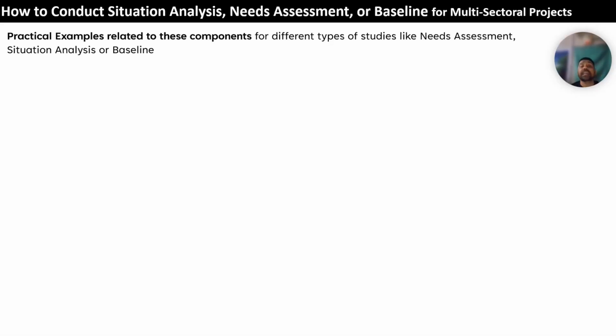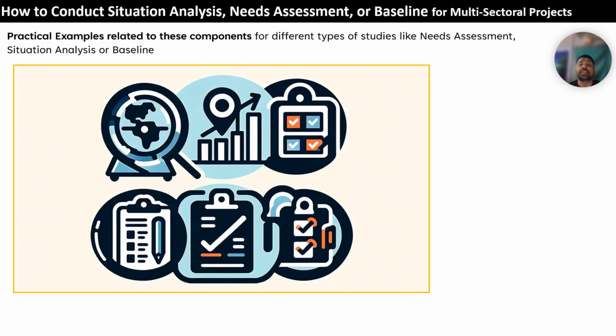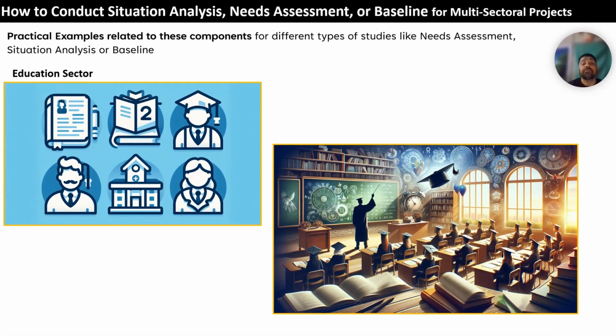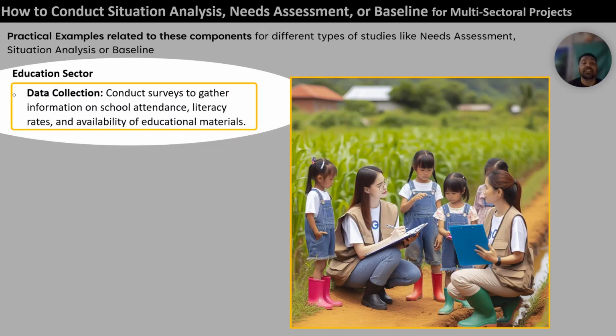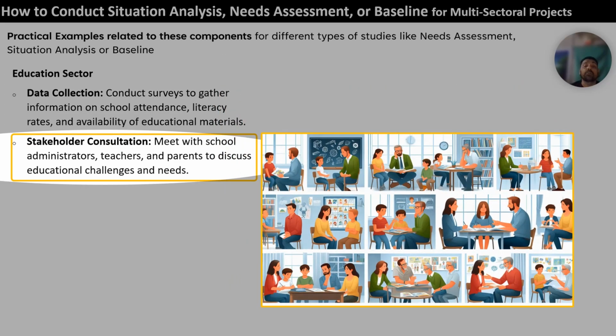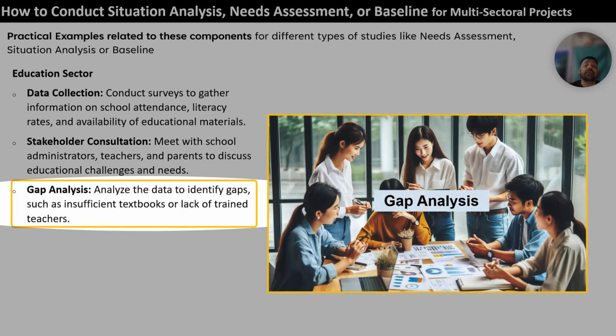Let's discuss some practical examples related to these components for these different types of studies. In education sector, the key components for these type of studies are data collection: conduct surveys to gather information on school attendance, literacy rates, and availability of educational material. Then the stakeholder consultation would be to meet with school administrators, teachers, and parents to discuss educational challenges and needs. The gap analysis component in education sector would be to analyze the data to identify gaps such as insufficient textbooks or lack of trained teachers.